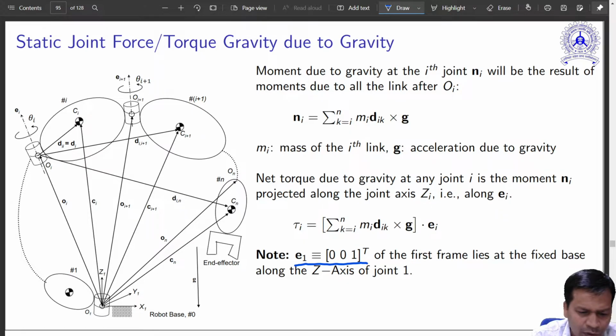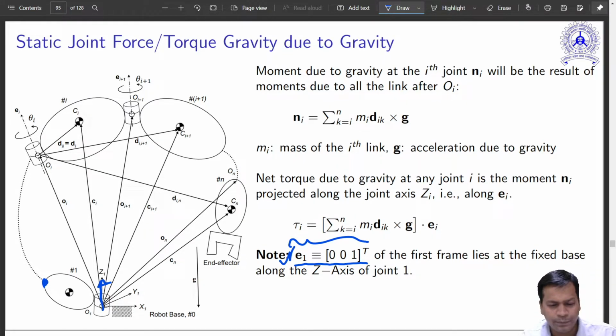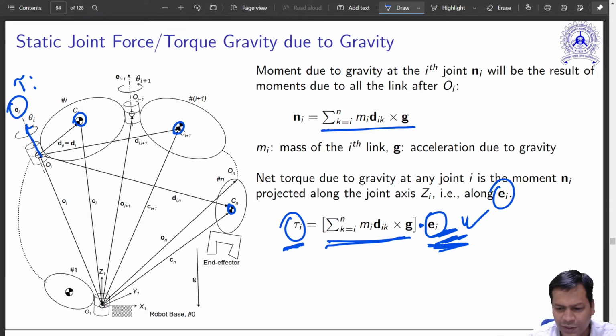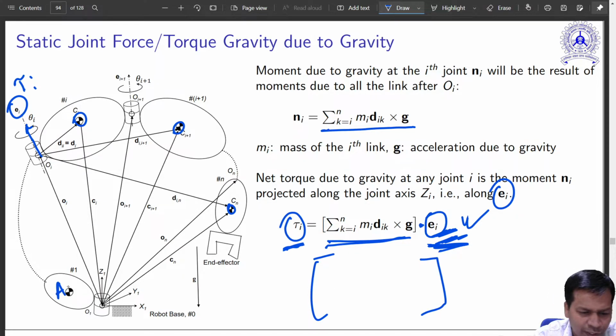The rotation axis is always along the z axis. So for the first one it is like this. For the next one, I have already discussed earlier how we can obtain the different ei. That is from the forward kinematic transformation matrix. Let me just do it here. The forward kinematic transformation matrix for A1 will have E1, is it not?